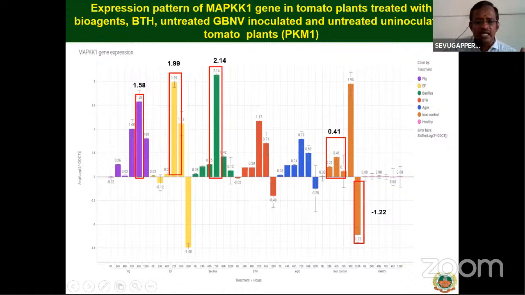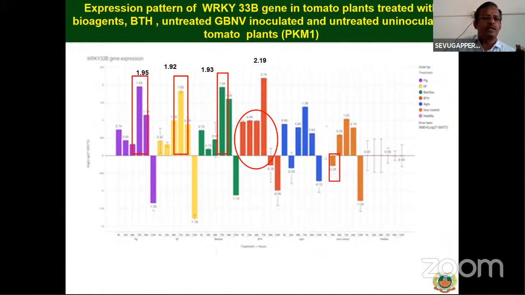Whereas in the rest of the cases, in treatments like BTH, that is Bion, and Agrobacterium as such, we checked whether they are able to trigger the immune response or not. They were found to have very limited expression. But what we would like to conclude here is that flagellin and elongation factor trigger the transcript level expression of mitogen activated protein kinase in this particular case.